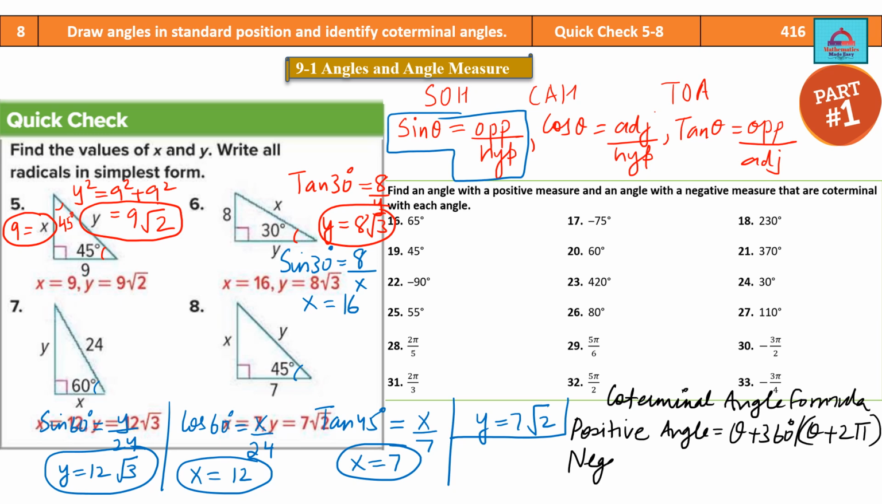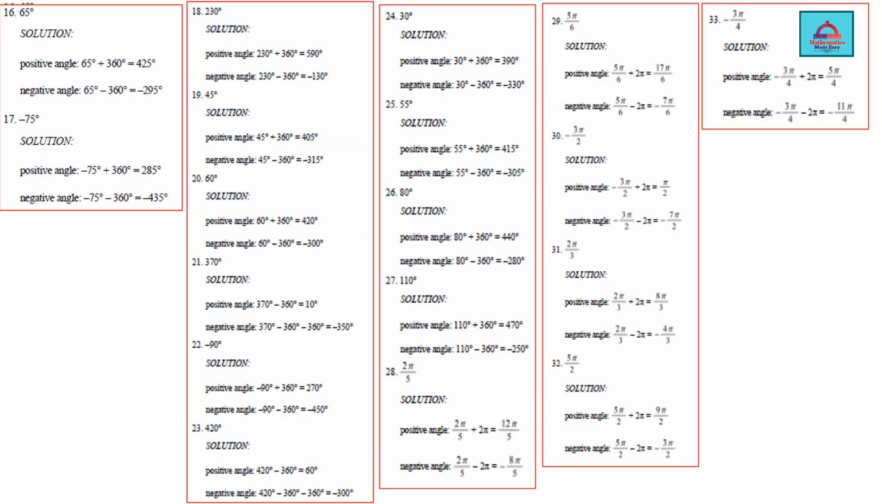For the negative angle, the formula is theta minus 360 degrees or theta minus 2 pi radians. If you see the solutions of questions 16 to 33, I have applied the formula that I showed you in the last slide for solving the questions and getting the positive and negative angles.